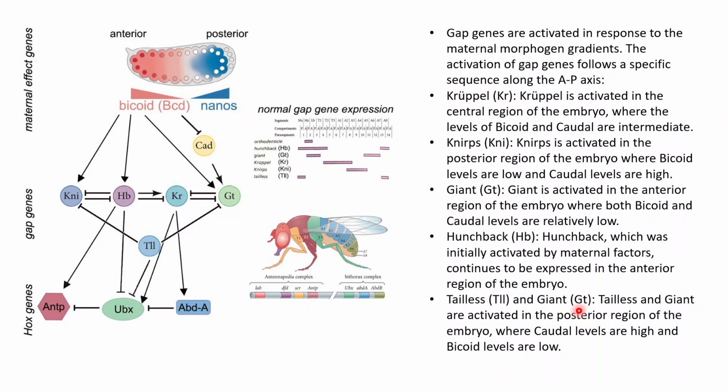Tailless and giant are activated in the posterior region of the embryo, where caudal levels are high and bicoid levels are low. So there is another gap gene called tailless. Along with giant, it is also expressed in the posterior region. So tailless to the posterior, hunchback to the anterior, cripple to the intermediate or middle sections, giant to the middle and the posterior.